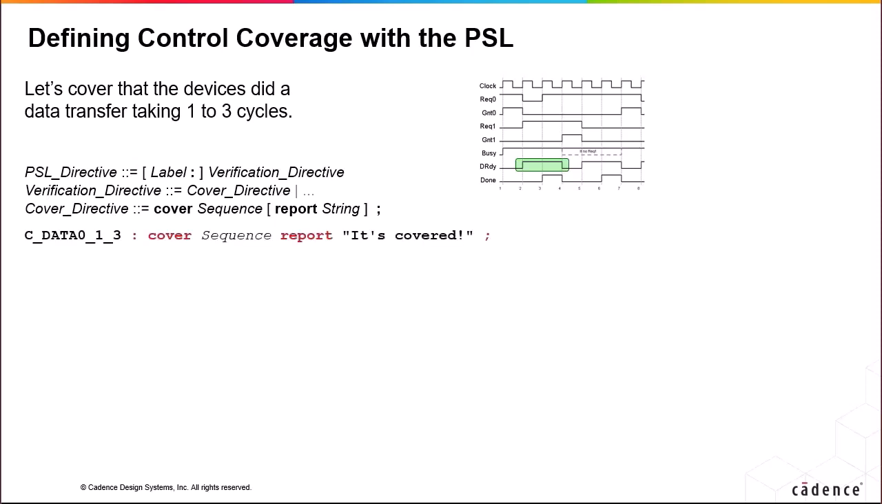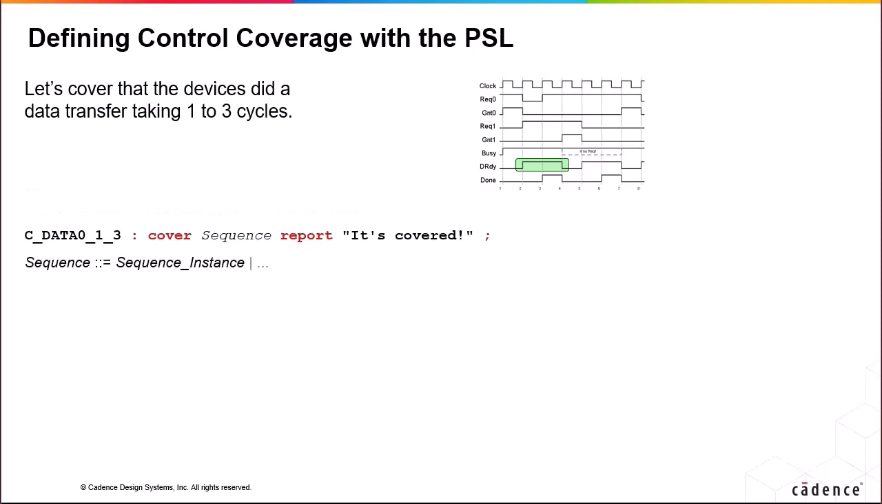Following this syntax, we label the cover statement, provide a sequence placeholder, and report an appropriate message. The sequence expression syntax accommodates many forms of expression. One of those forms is an instance, potentially parameterized, of a declared and defined sequence. Following this syntax, we instantiate the data 1 to 3 sequence and pass into it the grant 0 signal that starts the sequence. Now let's go ahead to declare and define the sequence.